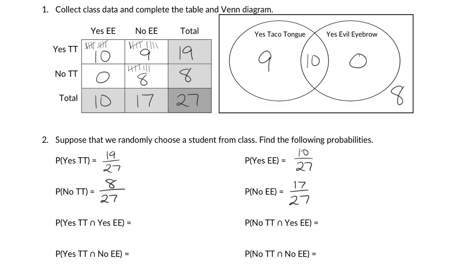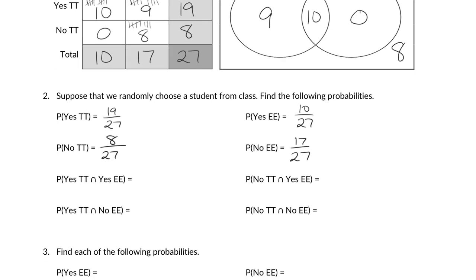It's the frequency of what you're looking for out of the total number of trials, right? Our trials is the number of people in class. You guys are all part of the trial. If we're looking for the no taco tongues, there were 8 of you out of the 27, that becomes our probability. We put it in a calculator, make it a decimal, make it a percent. Easy peasy. But then we start introducing these interesting symbols.